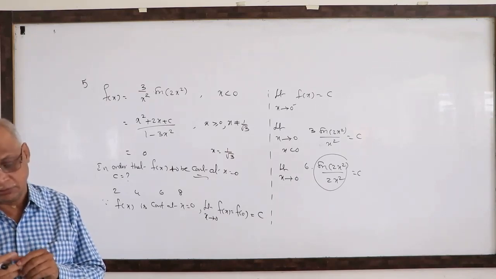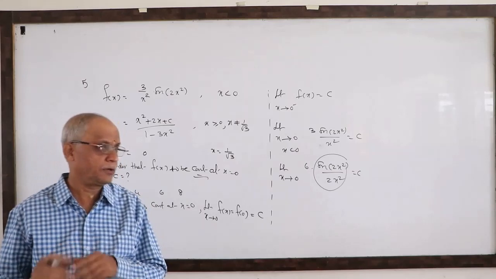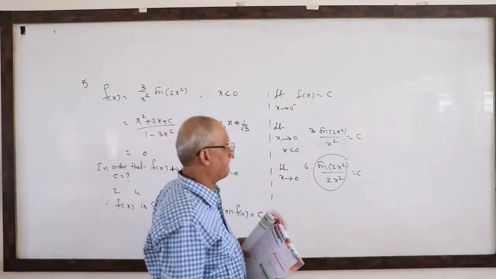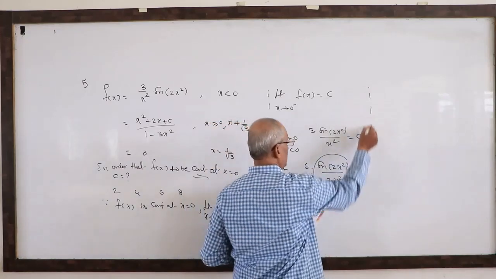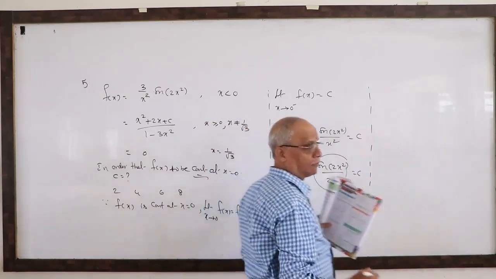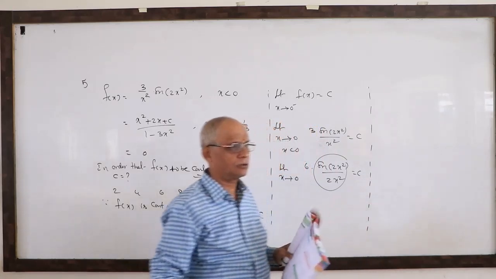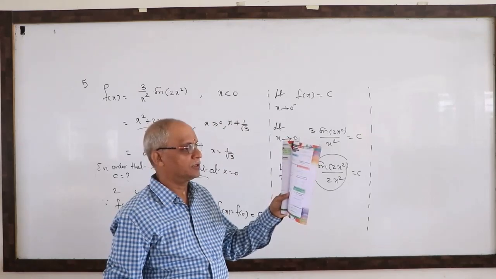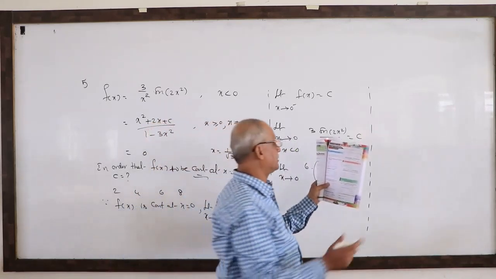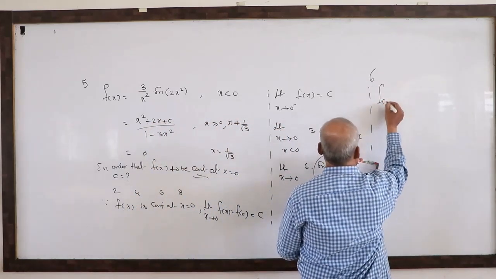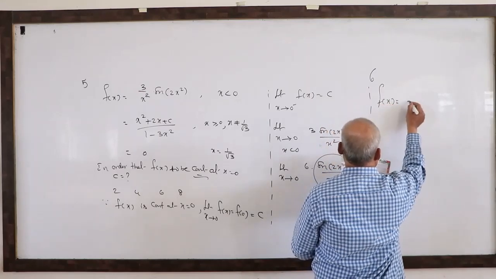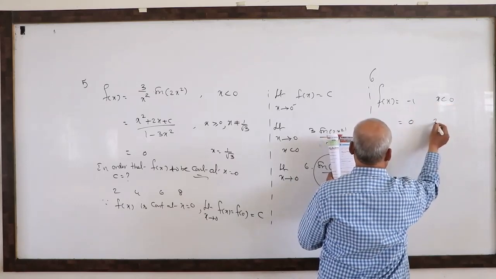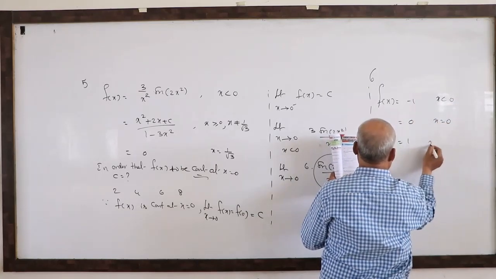Now, the sixth is also a very different model. Sixth problem. What is the sixth here? F of x equal to, there is a definition in different domains. Given -1 when x is negative, 0 when x is 0, 1 when x is positive.